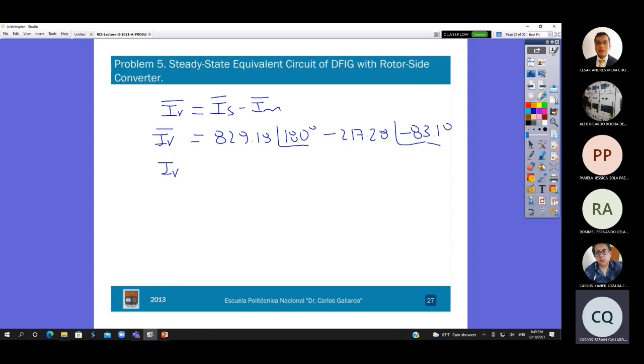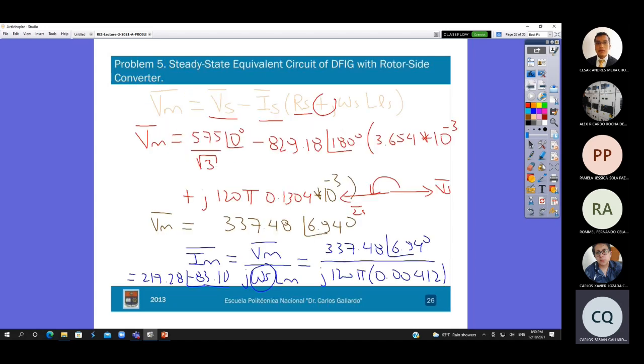This is the rotor current. The superbar means phasor. Therefore, the rotor current is equal to 882.19, and the angle is 165.85 degrees. This is amps, root mean square value. Okay, so with the rotor current, let's go back to the question.